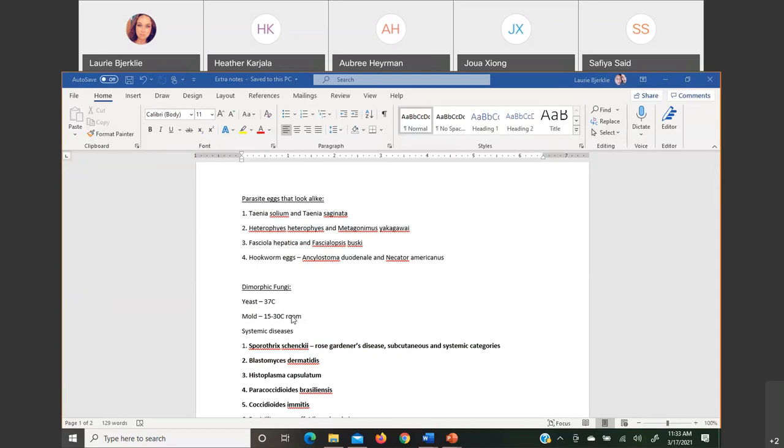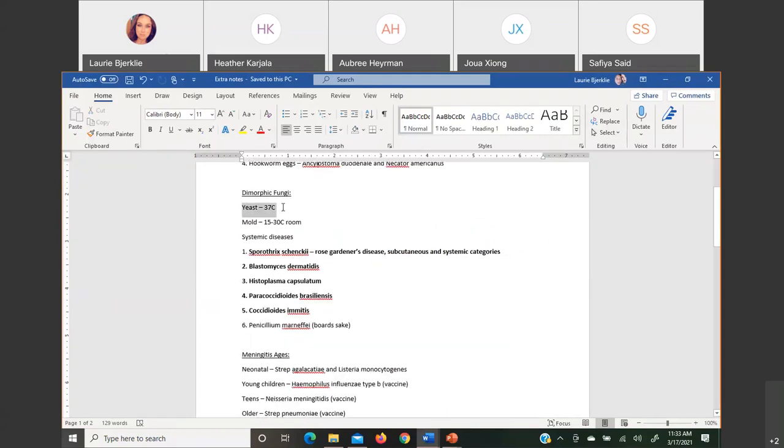Taenia solium and Taenia saginata, remember, look alike. Heterophyes heterophyes and Metagonimus yokogawai look alike. I know we didn't look at pictures of them, but you have to remember they look identical. Fasciola hepatica and Fasciolopsis buski look identical. And then the hookworm eggs, which again are Ancylostoma duodenale and Necator americanus. That's why we just say hookworm egg when we see it. So all of these do look identical.